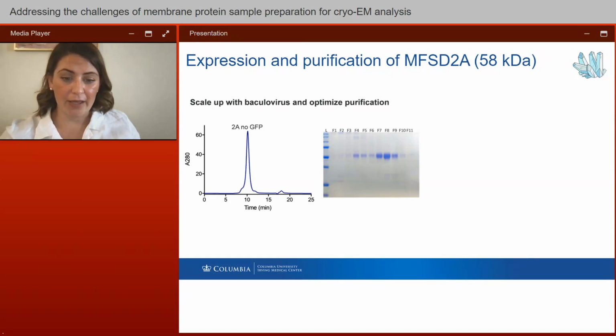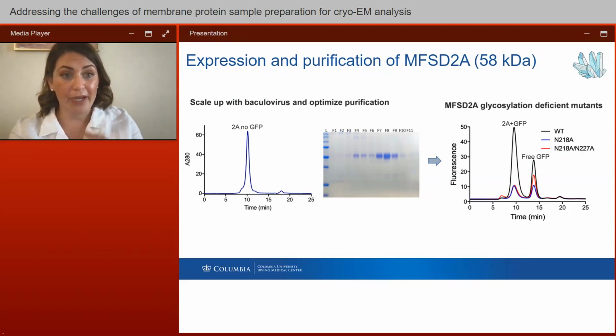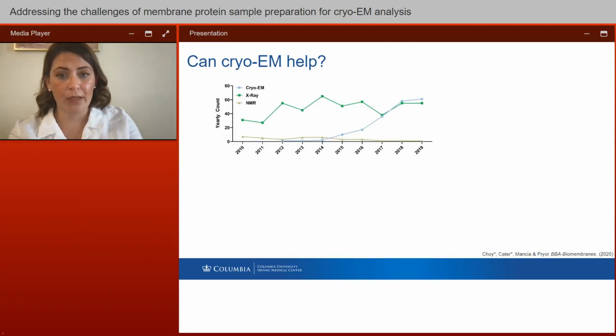And from that, we went and laid some crystal trays. However, we never got any crystals, which is not an uncommon story in this field. Our first hypothesis was that this is because this protein actually has two glycosylation sites, and that can inhibit crystal formation. So we mutated out these sites, but those mutations actually reduced our expression of this protein quite substantially, to a point where we were pretty pessimistic we'd ever be able to get enough protein for laying crystal trays.